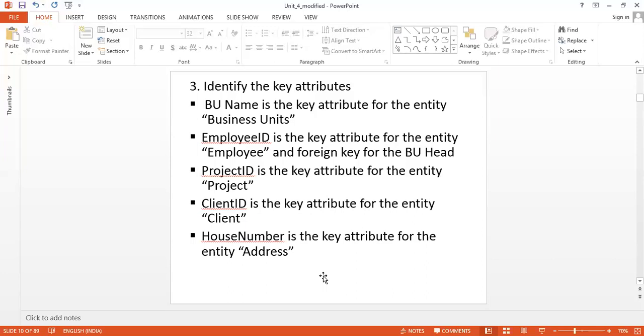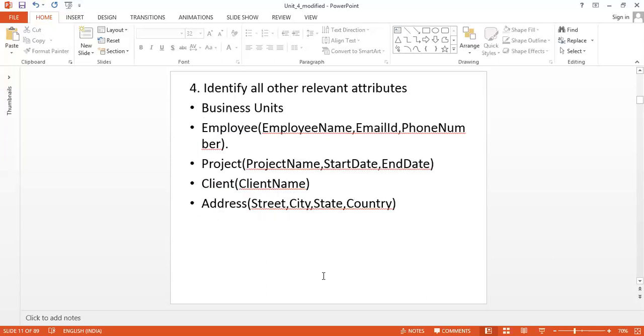Our next step is to identify the other attributes also that could be present for that particular entity. So an employee can have employee name, email ID, can have phone number. A project can have a project name, start date, end date. A client will have a client name, address. It can have street, city, state, and country, and many more other relevant attributes.